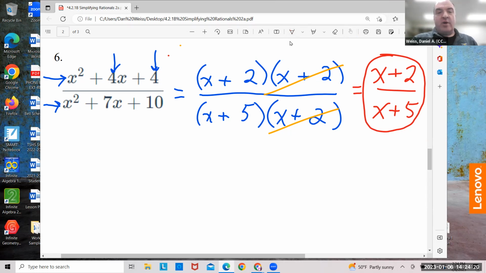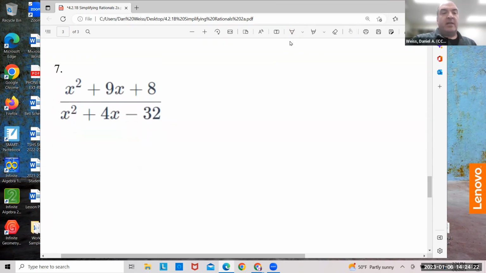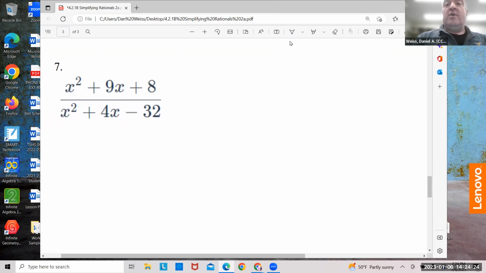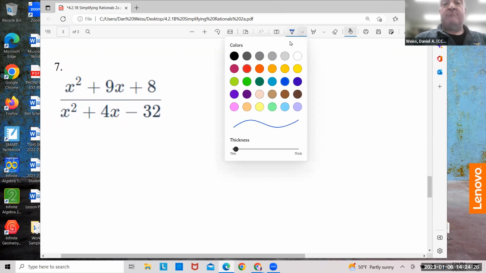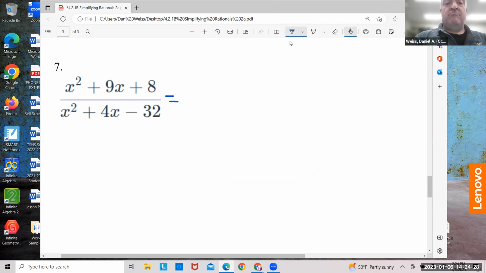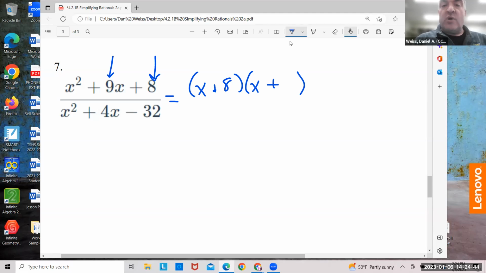All right, I'm going to do one more. Take a look. We're going to factor. What times what makes x squared? X times x. What times what makes 8 that added together makes 9? How about 8 and 1? Plus 8 plus 1.